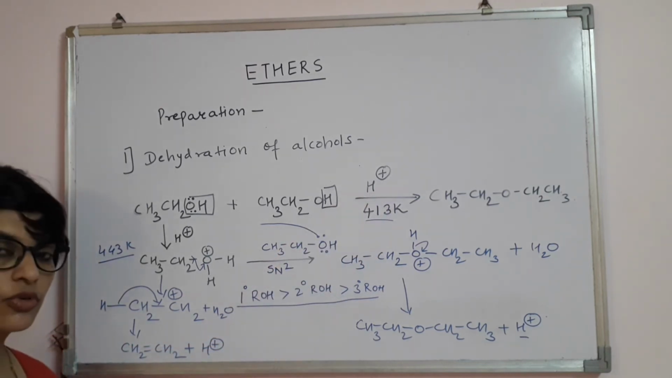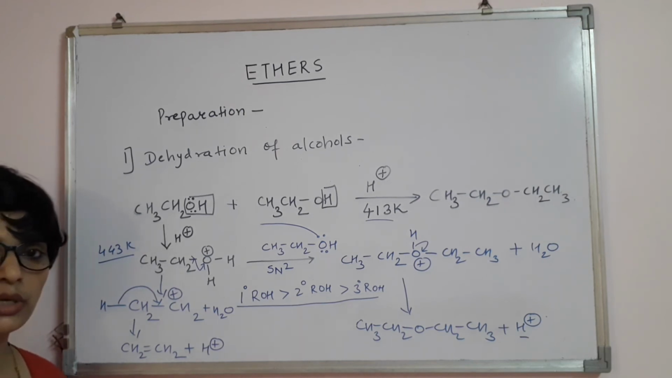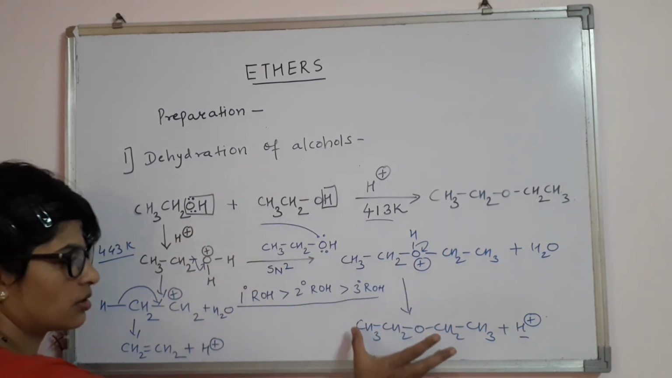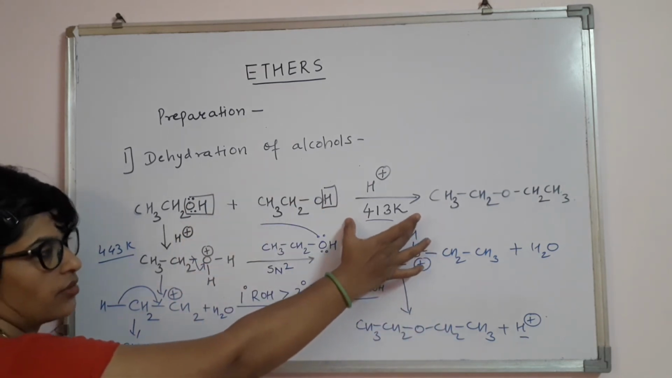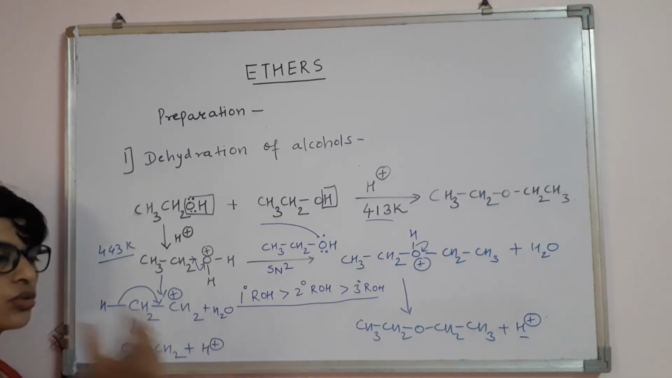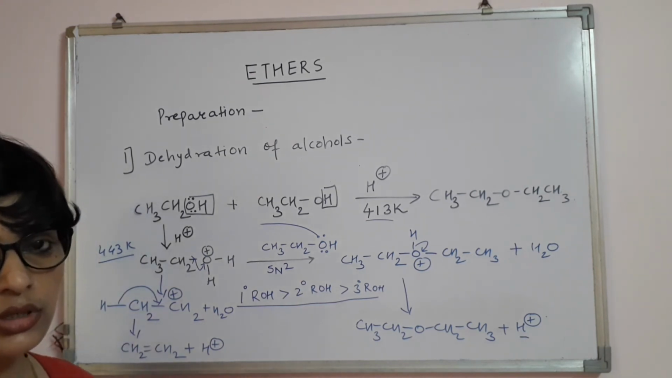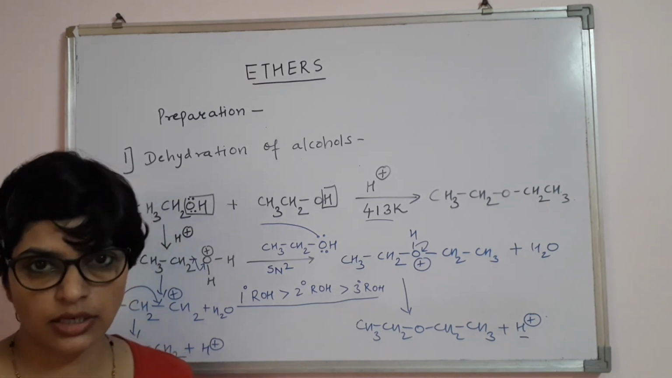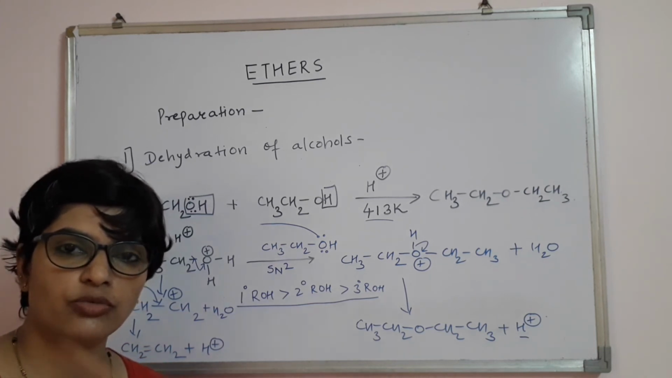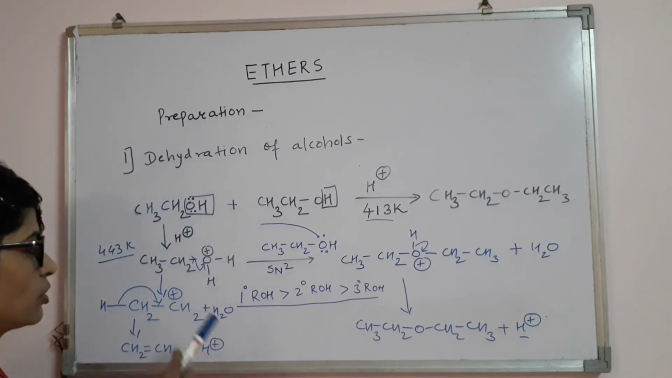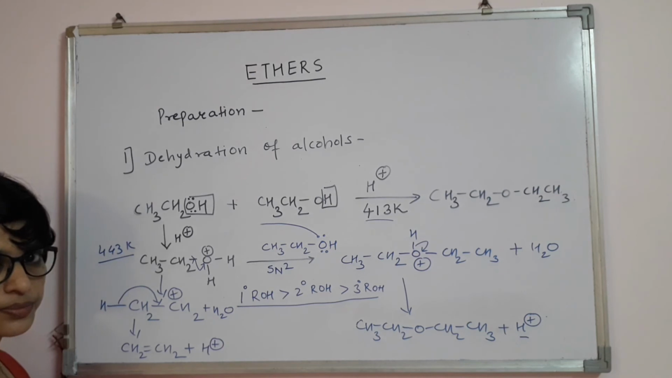So concentrated sulfuric acid is a very important chemical which is used in the dehydration of alcohols to form ethers at 413 Kelvin and to form alkenes at 443 Kelvin. Does temperature play an important role in deciding the types of products formed? The answer is yes, it does. Low temperature favors the formation of ethers and high temperature favors the formation of alkenes. So these are the two important questions. You must take down the mechanism and understand it.